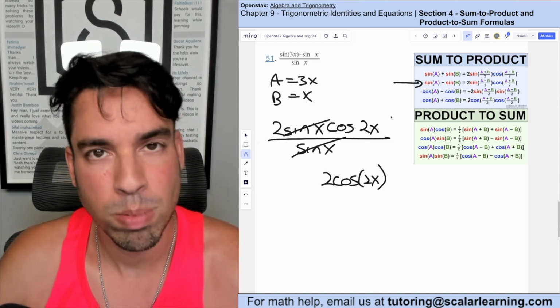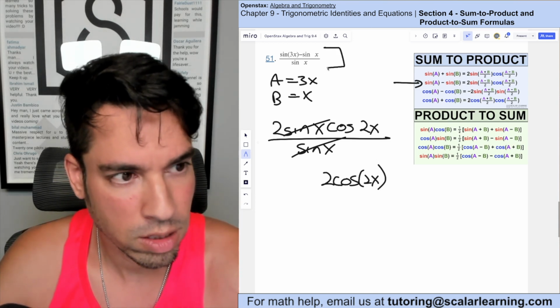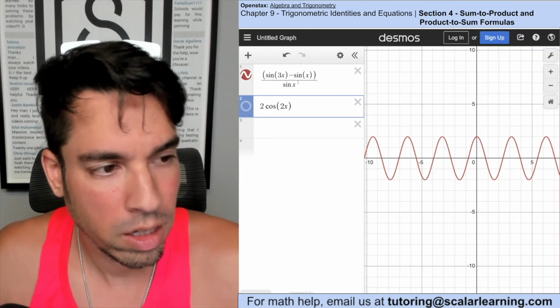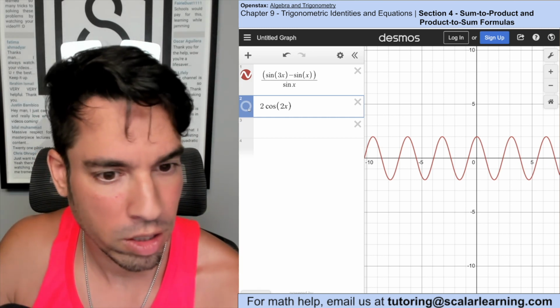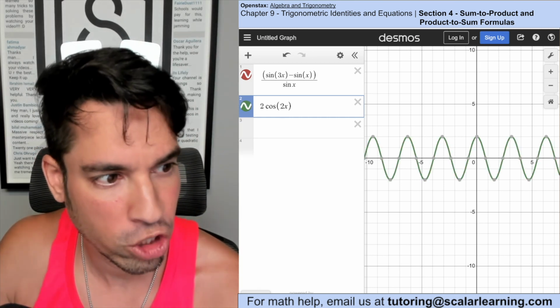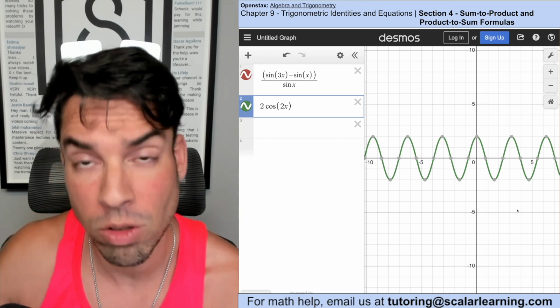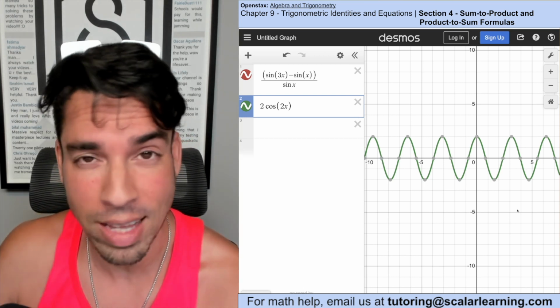All right, let's plug this into Desmos and make sure it's the same as this. So here we can see the first original equation, and here is the new equation, which is just one trigonometric function. You can see they're equivalent, they're identical. That's how you do it.